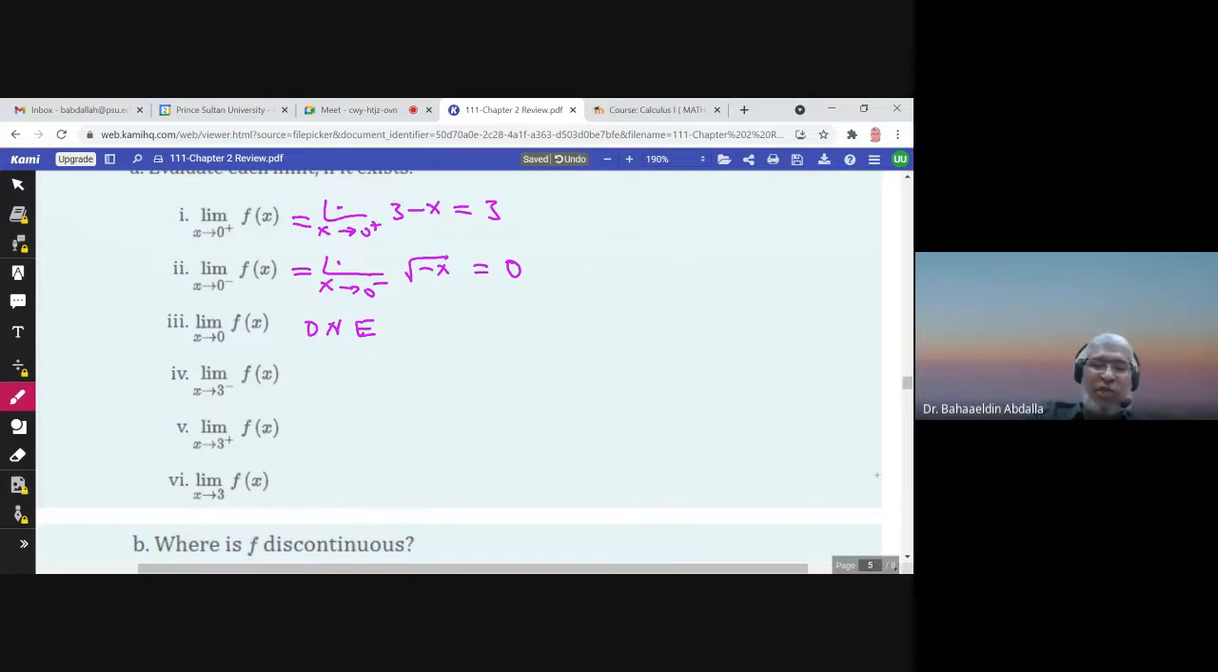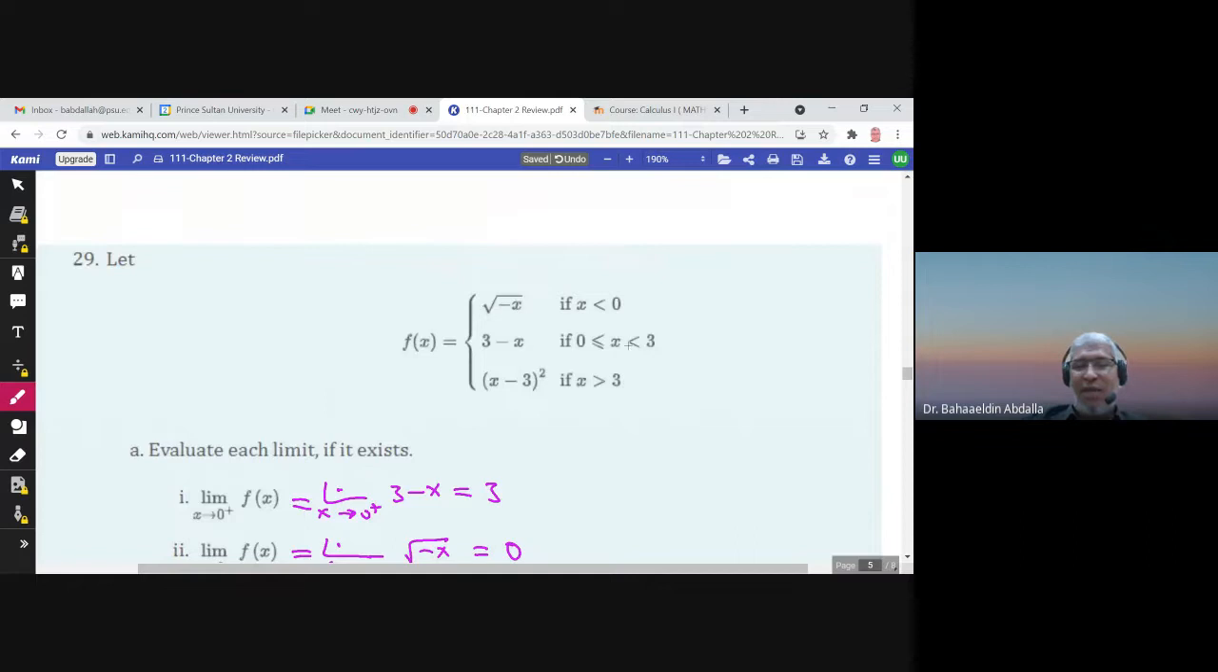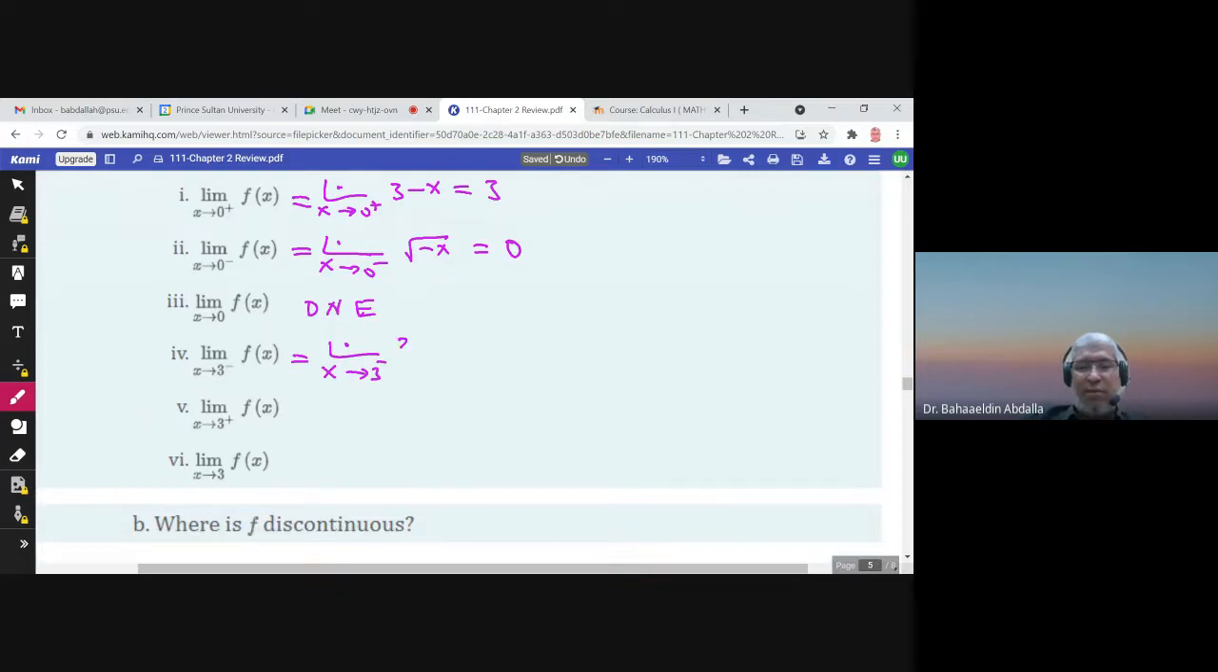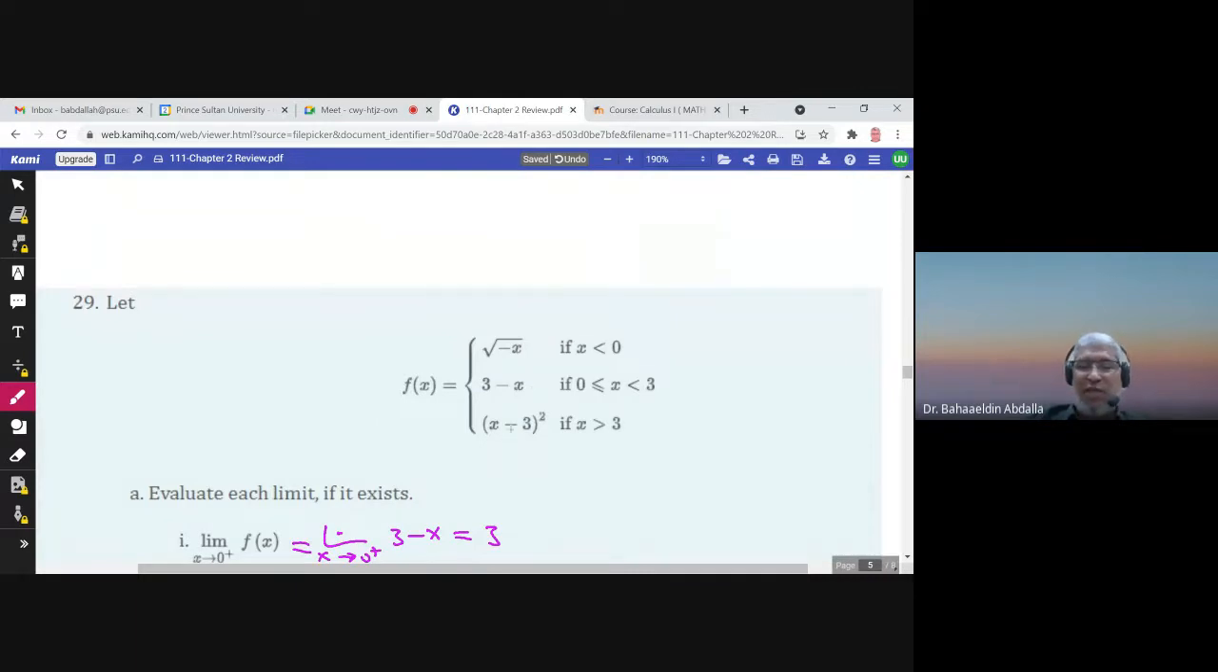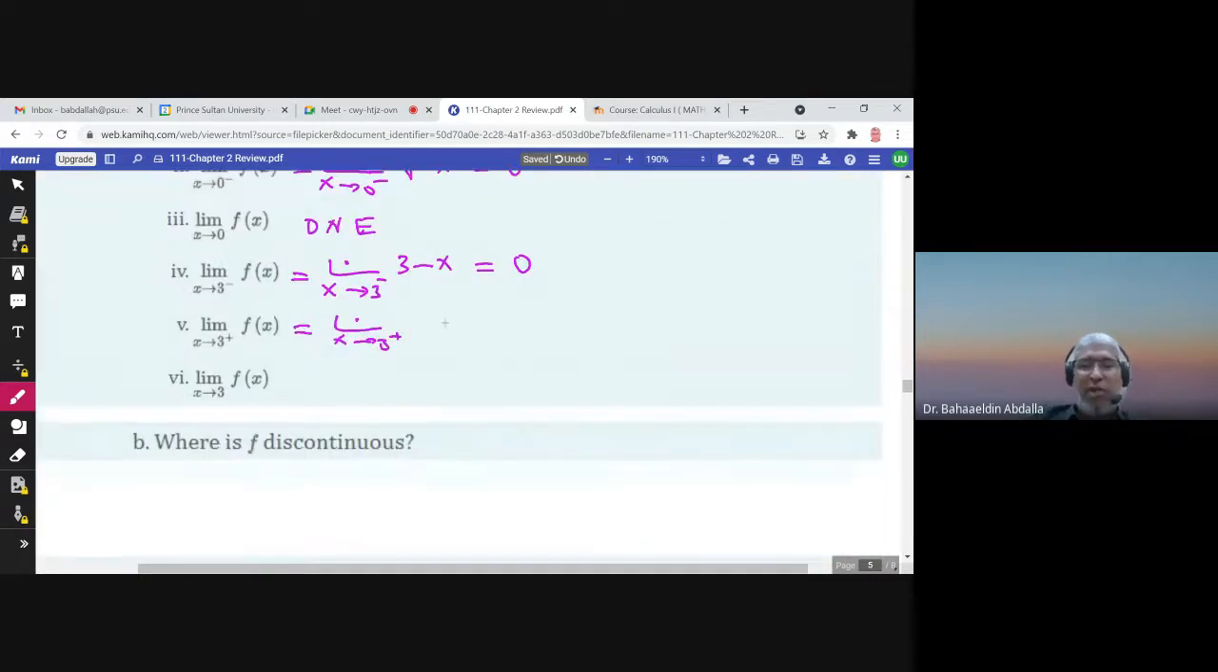Limit as x approaches 3 from the left. As x approaches 3 from the left, x is less than 3, so we will use this definition, 3 minus x. Replace x by 3, you get 0. From the right of 3, x is greater than 3. This is the definition, x minus 3 all squared. So that's the function. Replace x by 3. 3 minus 3 is 0. 0 squared is 0. So the limit of f of x as x approaches 3 is 0.